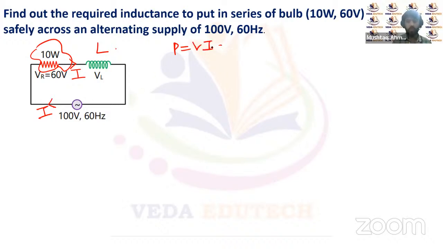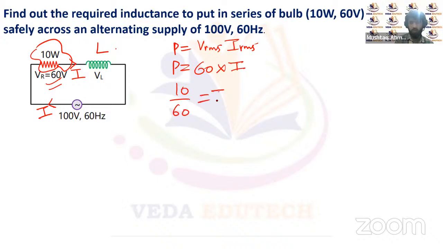V multiplied by I, or we can say it's VRMS times IRMS for the pure resistor circuit. Now you can see here the VRMS value is given as 60 volt. Let's suppose I is the current, and the power consumption is 10 watt, so 10 upon 60 will be the current I, that will be equal to 1 upon 6 amperes.